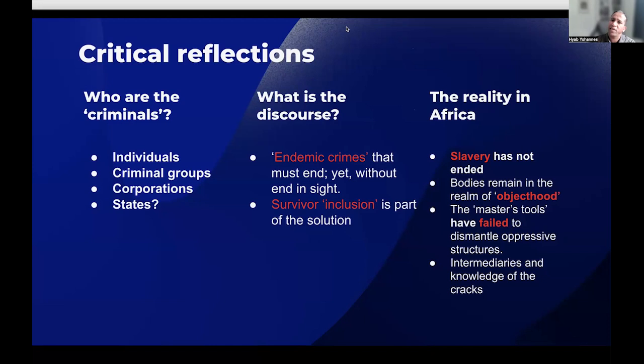And the reality in Africa, as in the general literature, shows that slavery has not ended. This is what we keep hearing from people who are academics doing the research, and also practitioners and civil society workers, saying this is a form of slavery and it has never ended. And it has continued for centuries, even after the slavery of the 18th or 17th century.